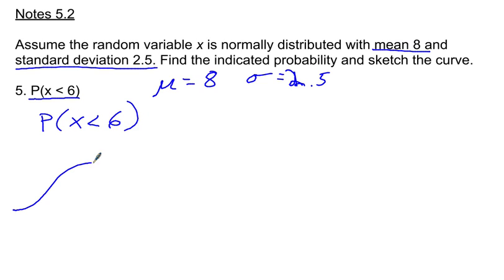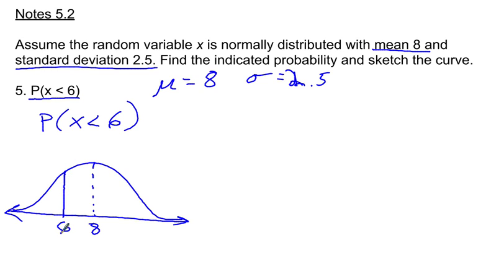So on our normal curve, with our mean of 8 and standard deviation of 2.5, 6 would be within one standard deviation, so we'll say 6 is around here. And we're looking for x less than 6, so we're looking to the left.